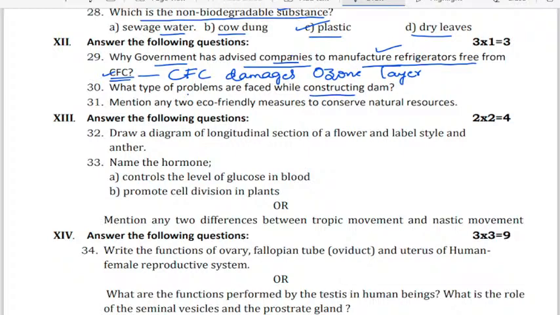Okay, very simple. What type of problems are faced while constructing the dam? So what are the problems that are being faced by the people when they are constructing the dams? Do you know what kind of problems are being faced? I'm waiting for an answer, children. If anybody answers, I'll just call out their name.